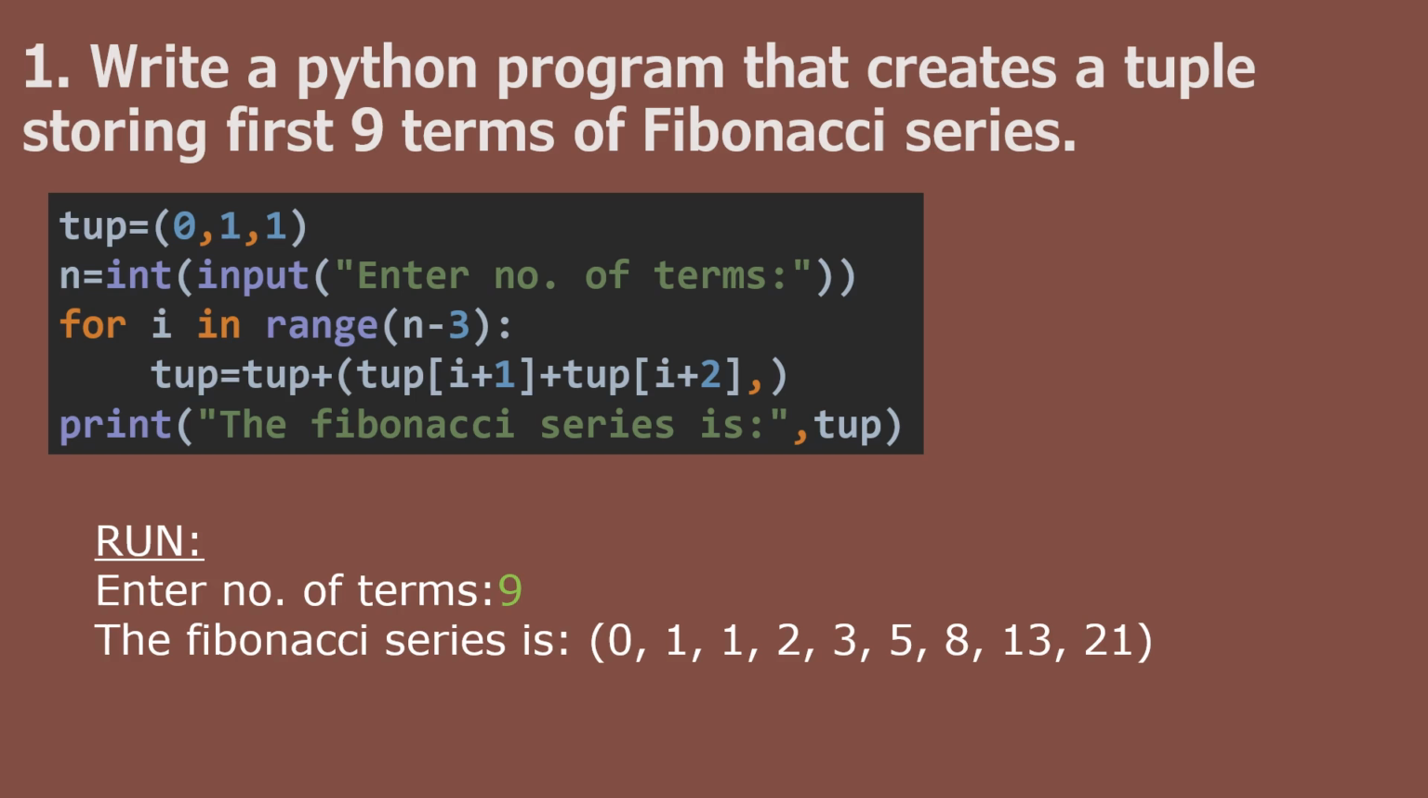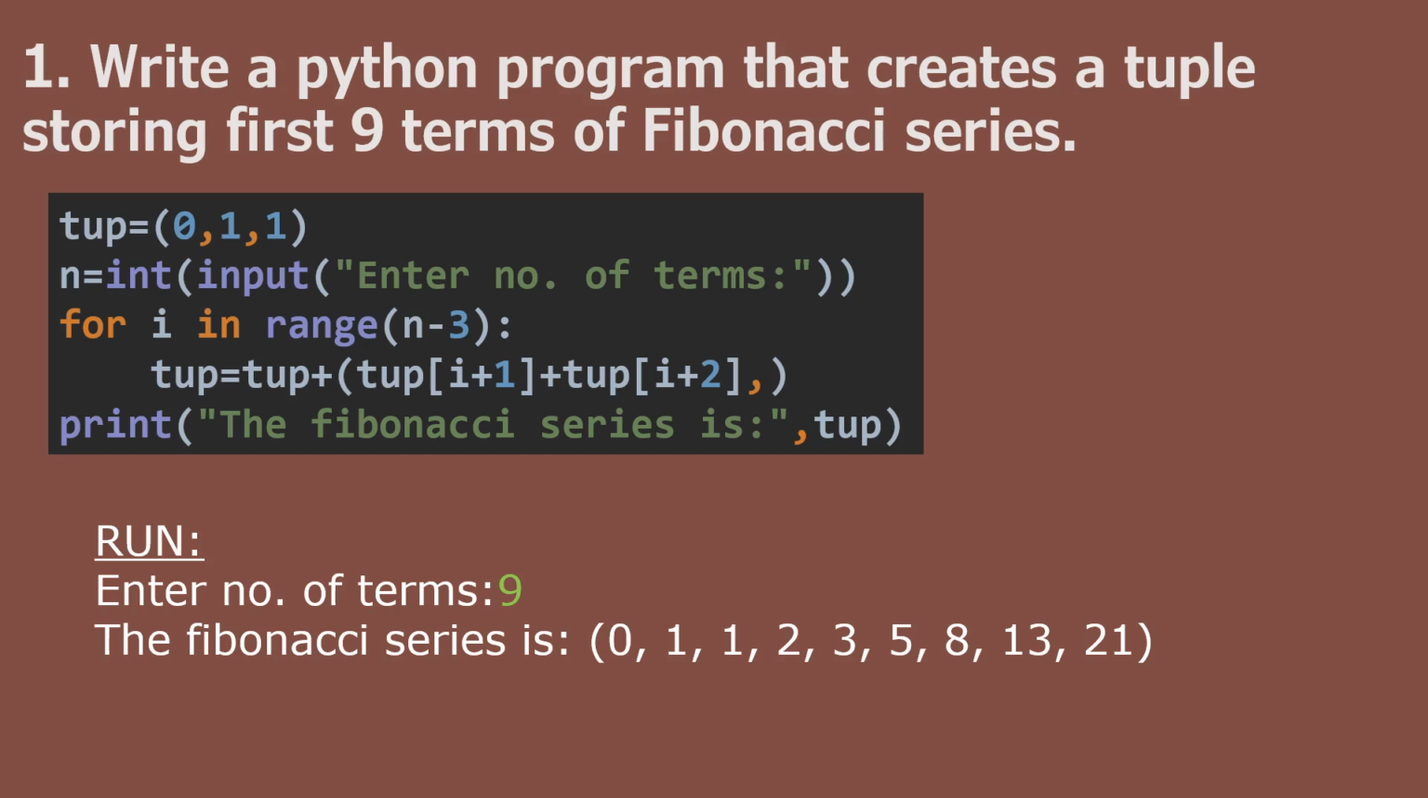So we will initialize a tuple with the first 3 values of the series, that is 0, 1, 1. Okay, now we will enter how many terms you want to display. And here it is given 9 terms. So you can either take the value of n as 9, or you can give any other value for n also, so that many terms will be displayed. Now for i in range n minus 3, because already 3 terms are there in this tuple, so we have to print the rest of the terms. So i will iterate through n minus 3, that means 0 to n minus 3.